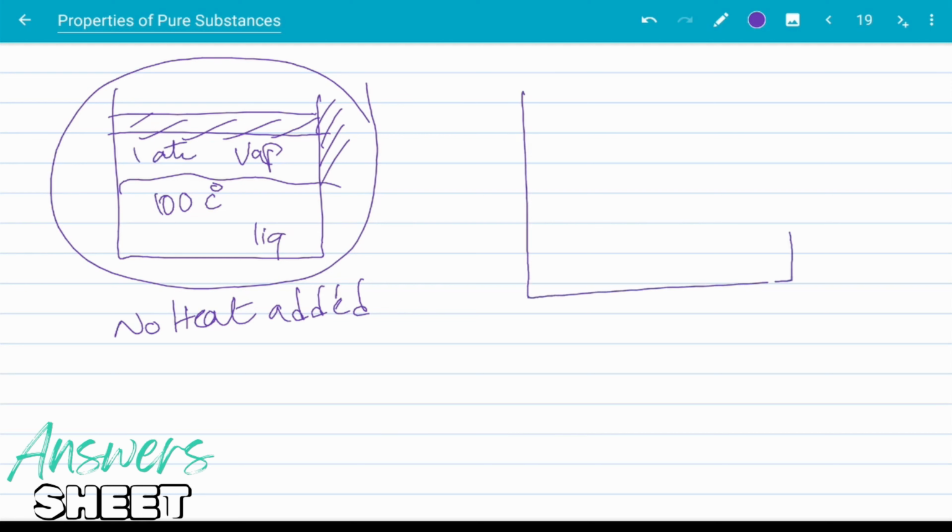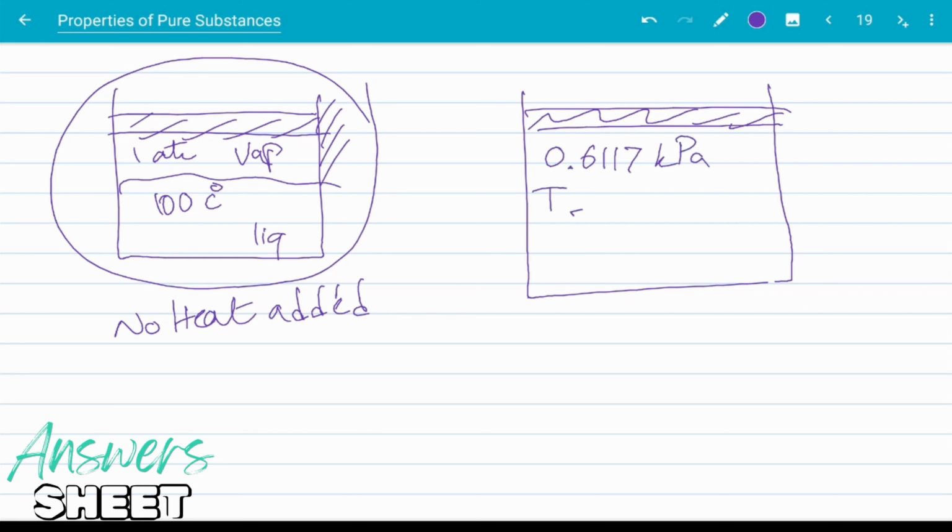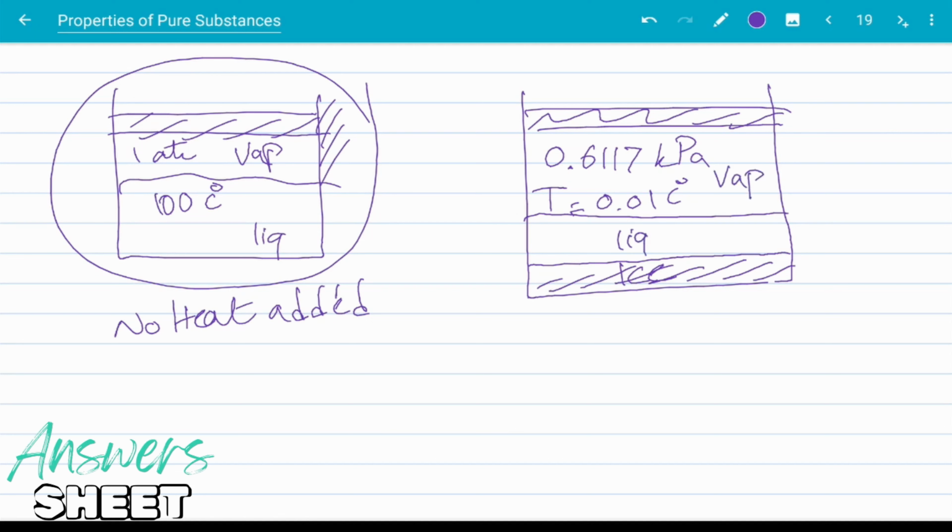Now consider the same situation. This time the pressure is 0.6117 kilopascals, and the temperature is 0.01 degrees Celsius. Then I can have a layer of ice topped with a layer of liquid water and topped with vapor. Again, let's say everything is insulated and no heat is coming in or out of the system.